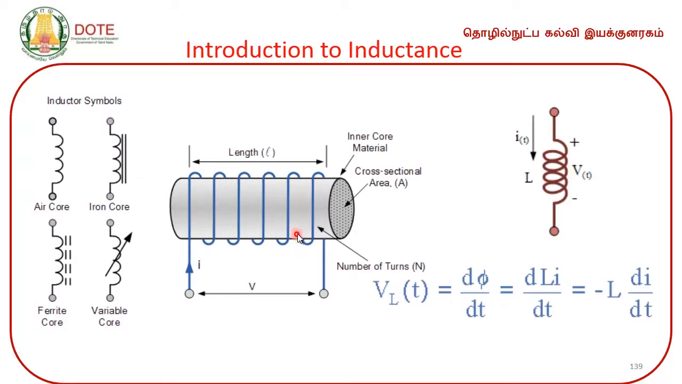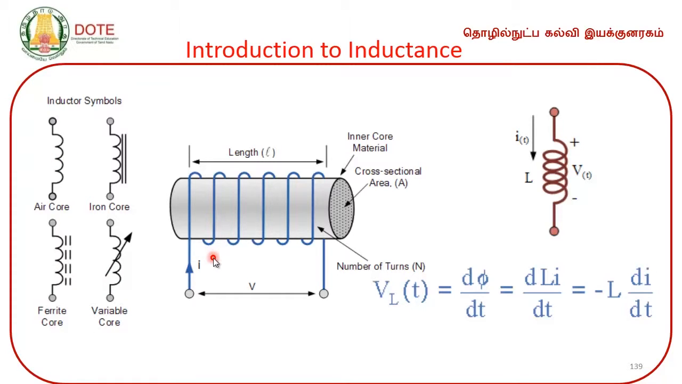Now let us understand the symbol of the inductor. This is the inductor symbol, simply a twisted coil with no core. This is the symbol for an air core coil, and this is the symbol for an iron core coil. There are two lines near the coil for the iron core. If the line is dotted, it is called a ferrite core coil, and if there is an arrow mark on the coil, it is the symbol for a variable core, that is, variable inductance. These others are all constant inductance.